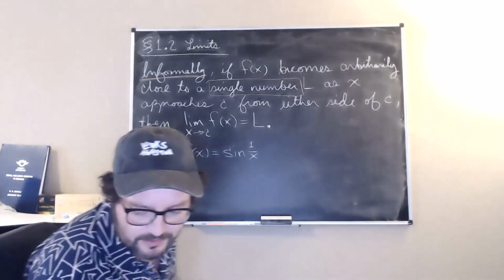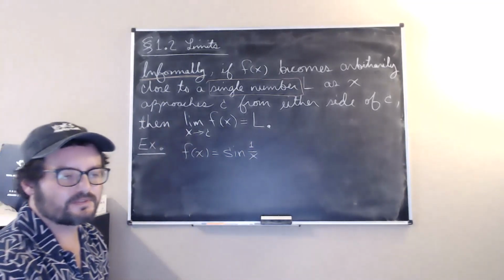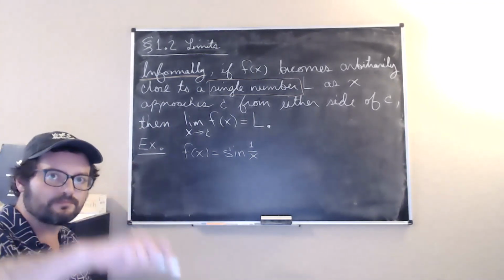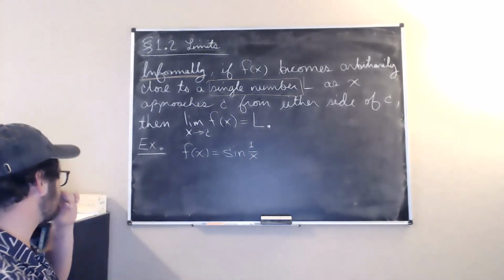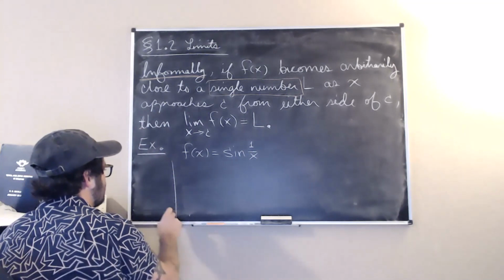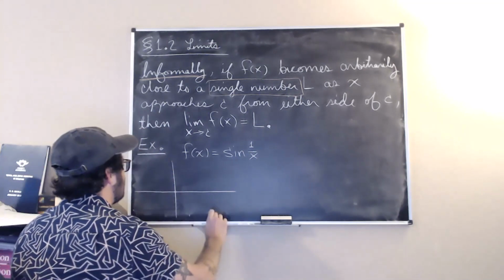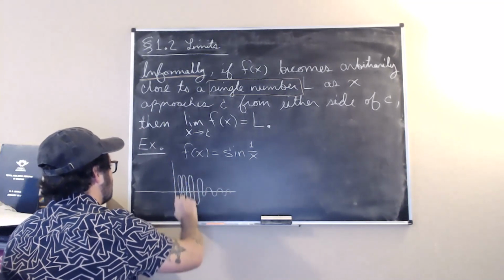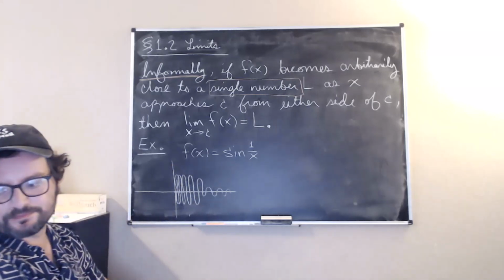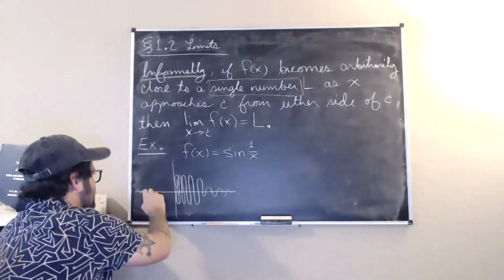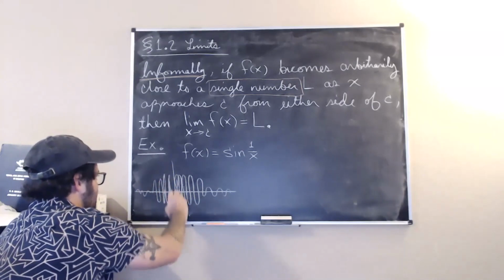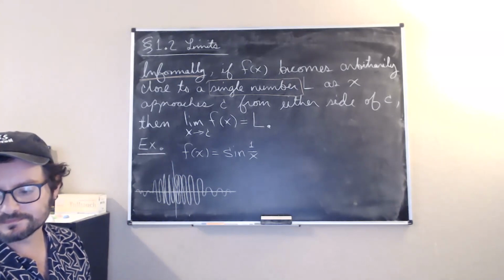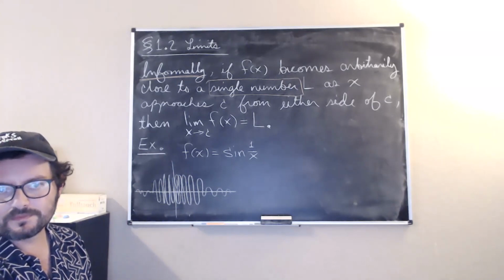The sine of 1 over x. So just recall the sine function oscillates back and forth, right? This function happens to look like this. Like that. And then like that. That's what it looks like.